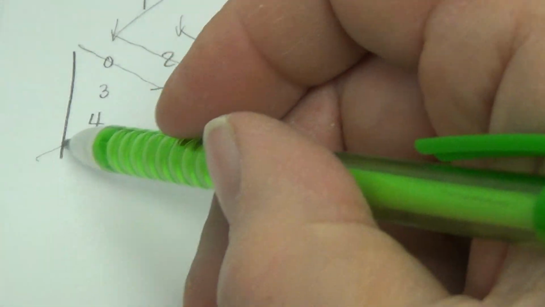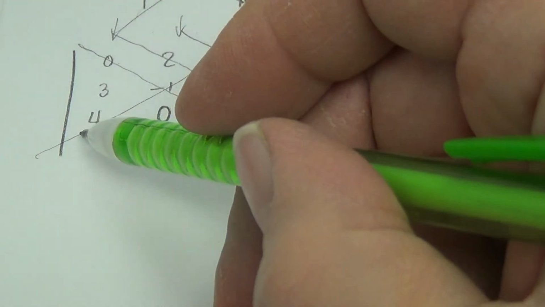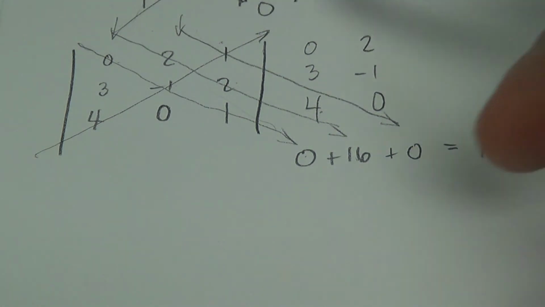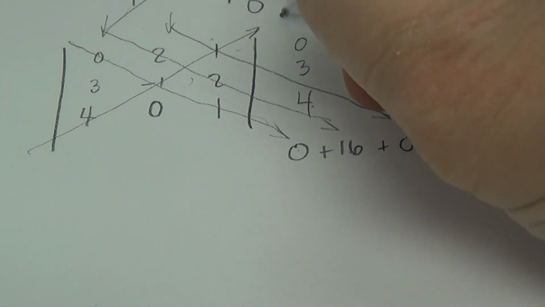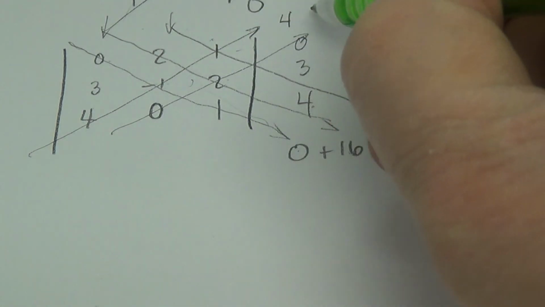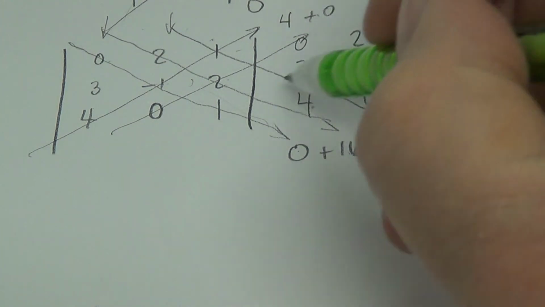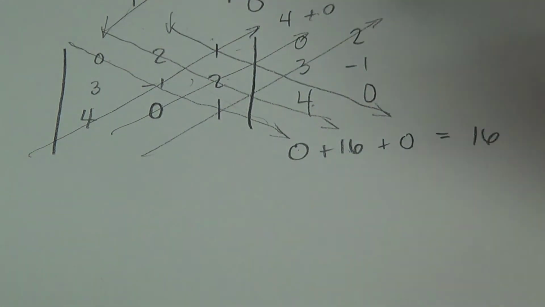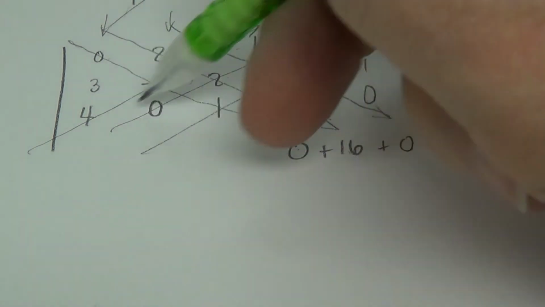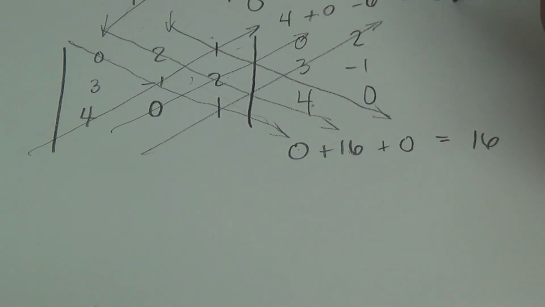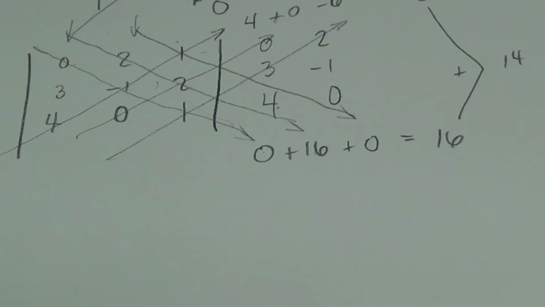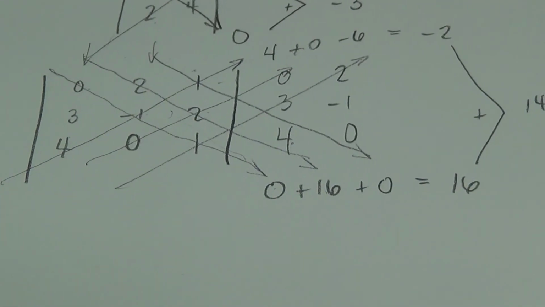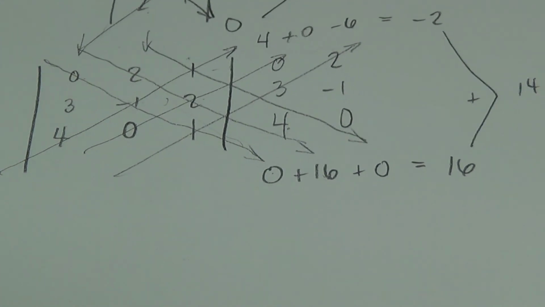And now we're going to go the other way, remembering that's the negative direction. So 4 times -1 is -4. Minus a -4 is a +4. 0, it's just 0. Doesn't matter, plus or minus. 3 times 1 times 2 is 6, so I'm going to use -6. So the diagonals going in this direction add up to -2. And when I add those two numbers, I get a 14. That's the determinant for that matrix.